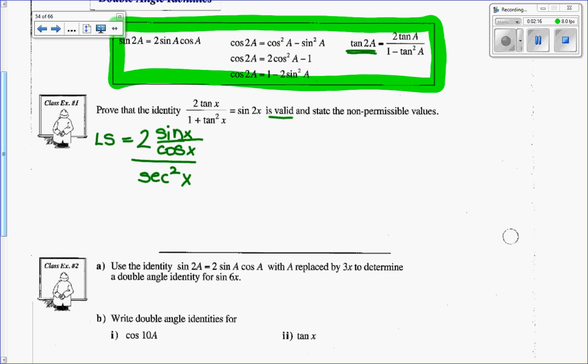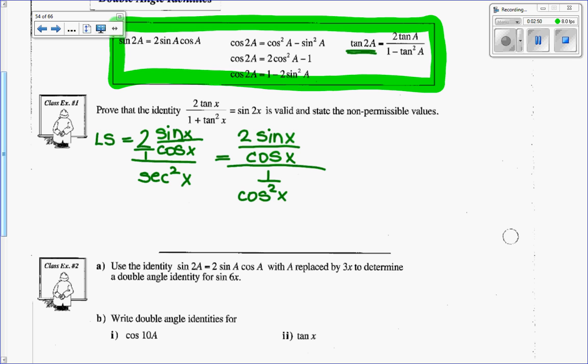When we have this, we know that secant squared x is actually 1 over cos squared x. So we're just going to rewrite this and actually multiply the numerator at the same time. So if I have 2 times sine x over cos x, that's the same thing as 2 over 1. So that's really 2 sine x over cos x on the numerator. And on the bottom, this is 1 over cos squared x. And we just got that off of our formula sheet.